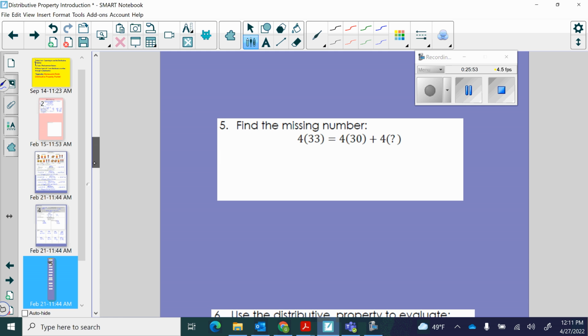Number 5, find the missing number. I don't like talking over people, guys. I've told y'all that about 1,000 times. Raise your hand when you got it. What'd you get? Yes, it is 3. 30 plus 3.